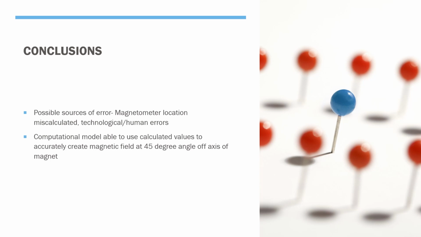To conclude, some possible sources of error were the magnetometer location being miscalculated in the phone, and just technological and human errors when measuring. But our computational model is able to use the calculated values from the Biot-Savart law and the distance dependence laws to accurately create a magnetic field at a 45-degree angle off axis of the magnet.